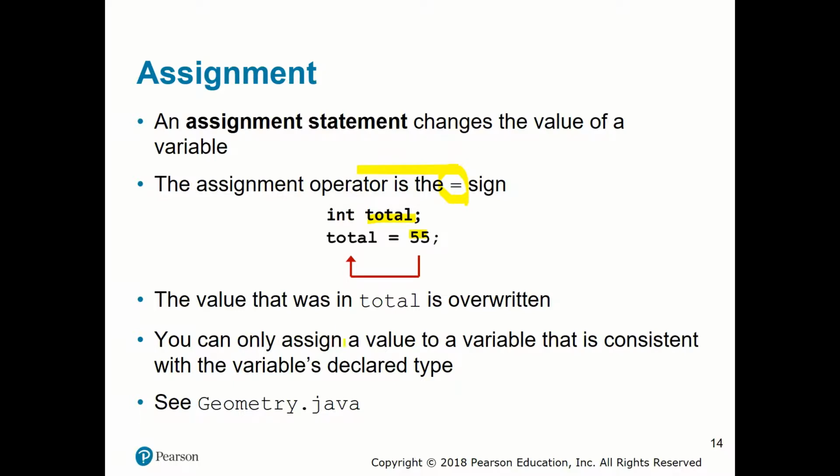You can only assign a value to a variable that is consistent with the variable's declared type. So since total is declared as int, we should assign an integer value to total.